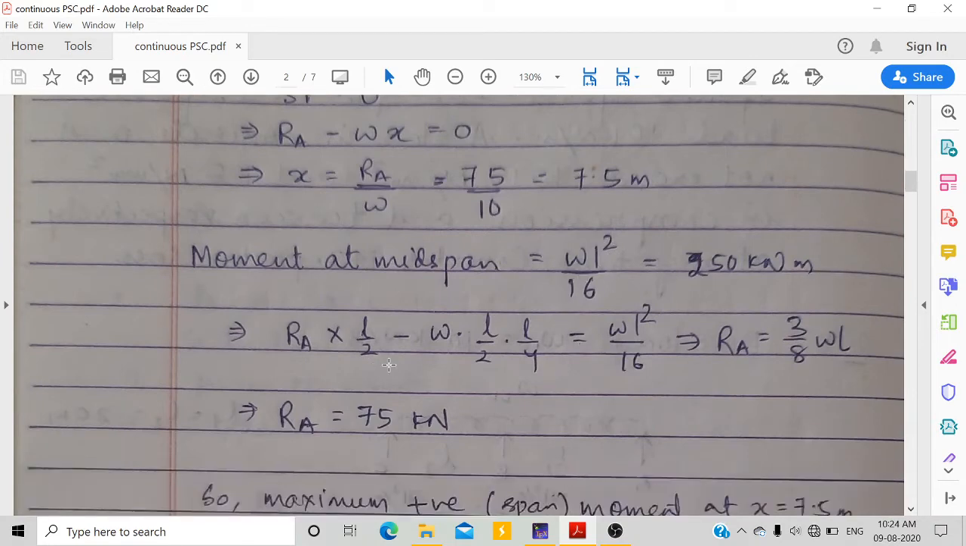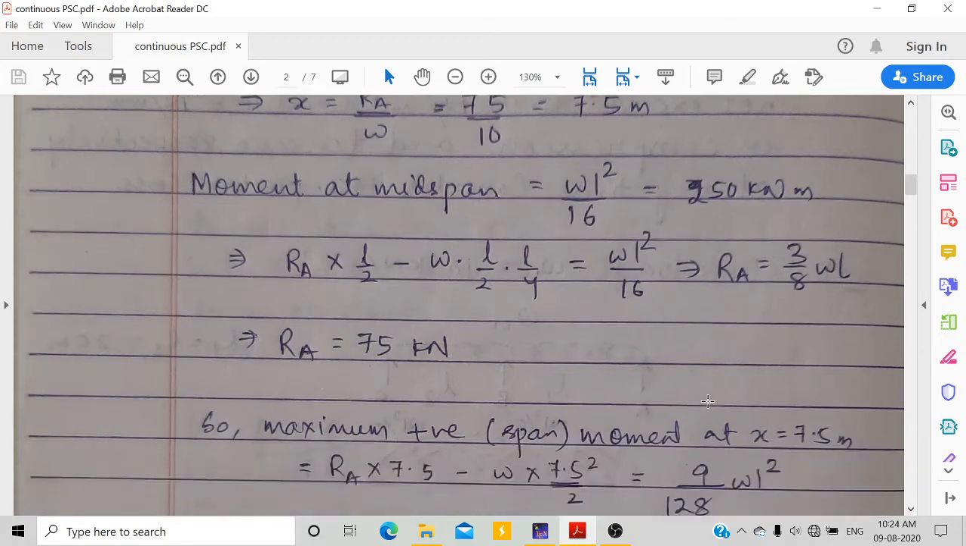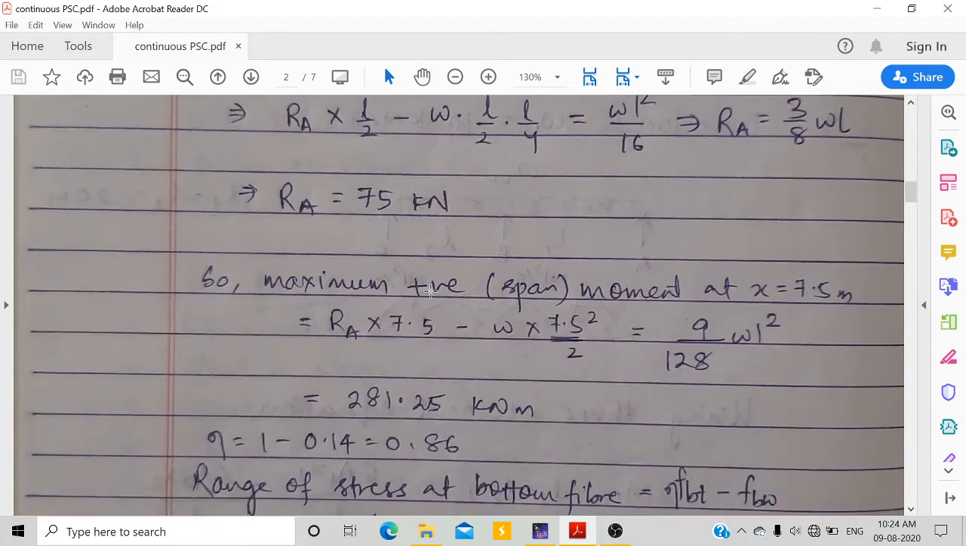So RA into L by 2, because we are calculating at midspan, so X is L by 2, minus W into L by 2 into the CG, L by 4, is equal to WL square by 16. So you will get RA is 3 by 8 WL. If you put the values, W is 10, L is 20, you will get RA is 75. So this is the reaction.